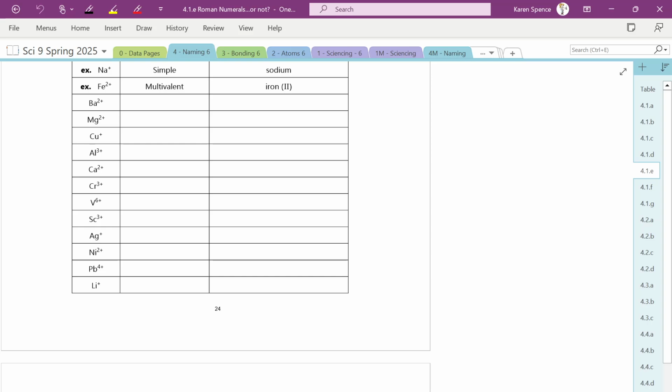Does carbon form positive or negative ions? It doesn't do either. It just forms covalently, so it doesn't form ions. That means that it doesn't form ionic bonds in the same way.